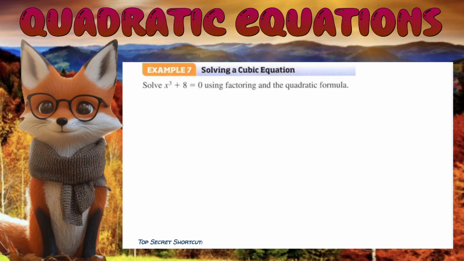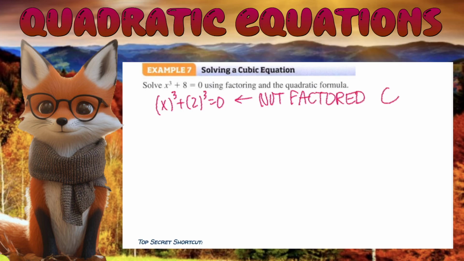So if I'm going to factor this, you want to recognize that this is x cubed plus 2 cubed equals 0. This is not factored, right? This is not factored. This is just us looking at it with our Fox glasses on, right? We are just looking at it with our X-ray vision and going from there.